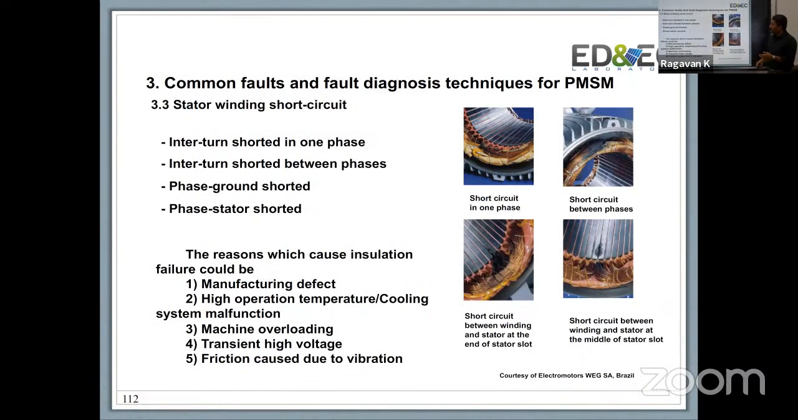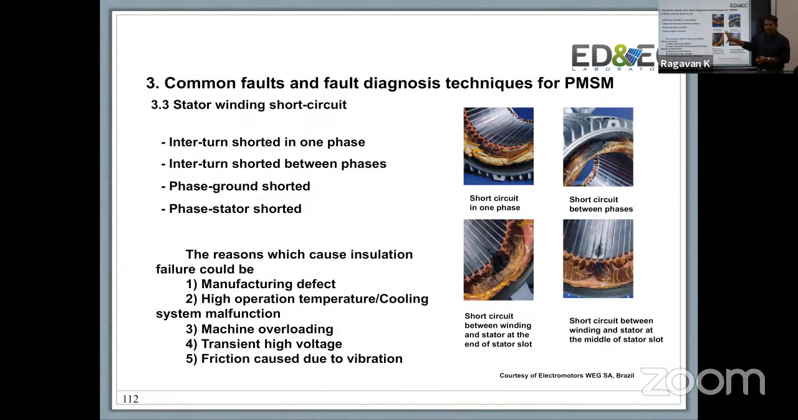Now, common faults, if you start talking about the winding failure, you can have an interturn short in one phase, you can have shorts between phases, you can have phase to ground, or you can have phase to stator itself, the back current, in which, let's say, the slot liner is not there, there is a partial discharge, insulation gets broken down. So it has to be a sequence of events, but you can have a short that happens.